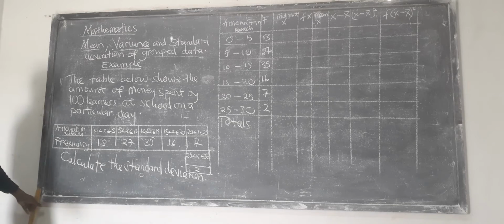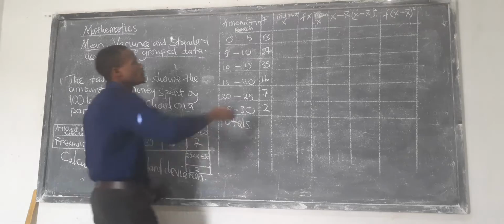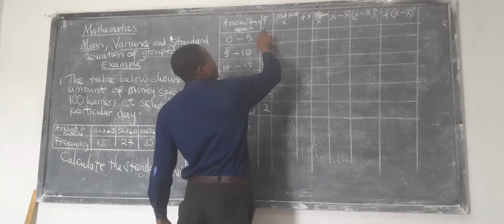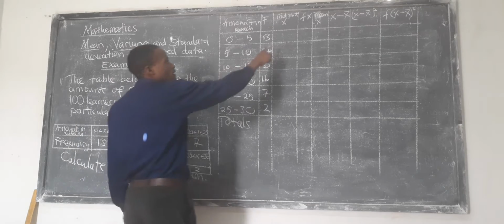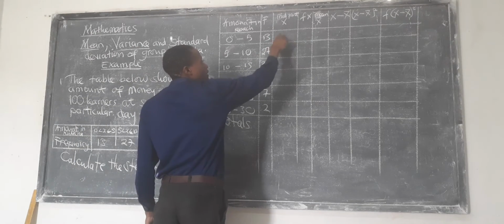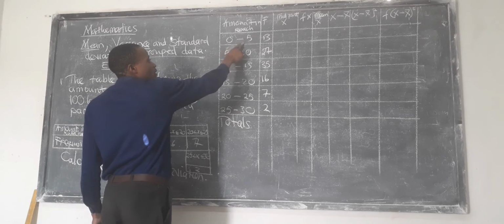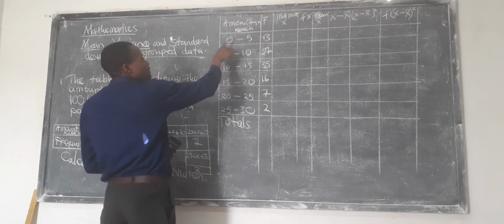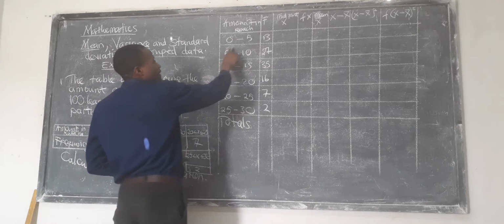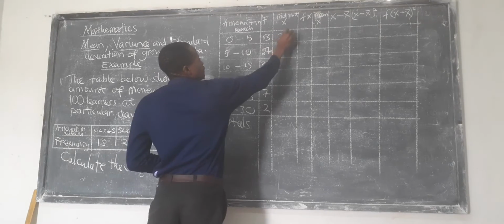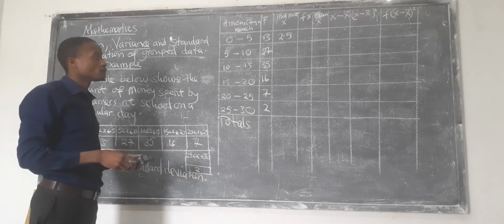Now, the third part you need to calculate is fx, meaning f times x, frequency times the midpoint. Of course, you need to find the midpoint for you to find that. The midpoint is the number between these data values. So you add 0 plus 5, then divide by 2. 5 divided by 2 will give you 2.5.